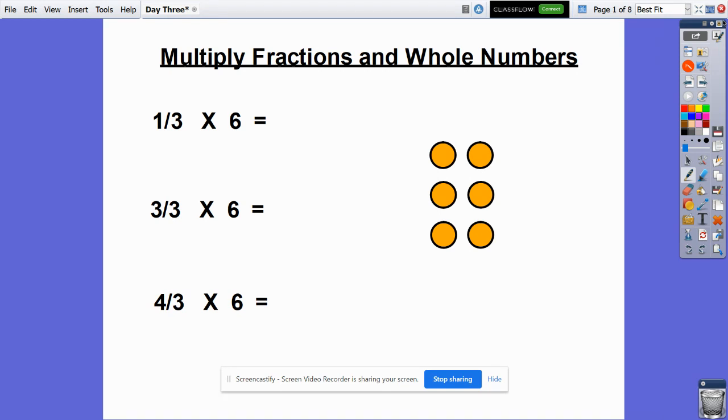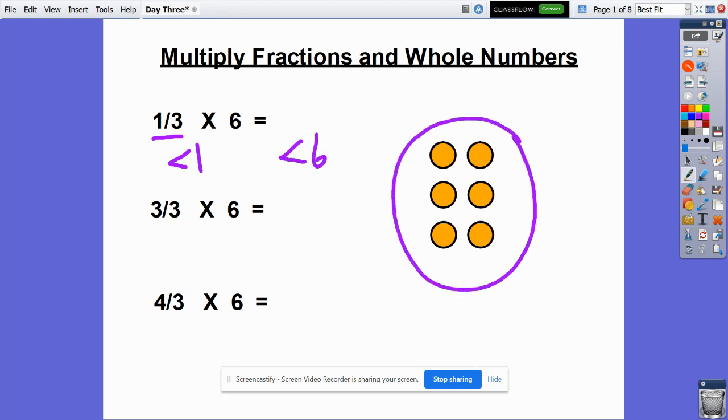Let's review starting with proper fractions. A proper fraction is a fraction less than 1, like 1/3 is less than 1. When I multiply by a proper fraction less than 1, my answer is going to be less than my whole number. In this case, we know that 1/3 times 6 is going to be less than 6 because I'm not going to have a whole complete group of 6.